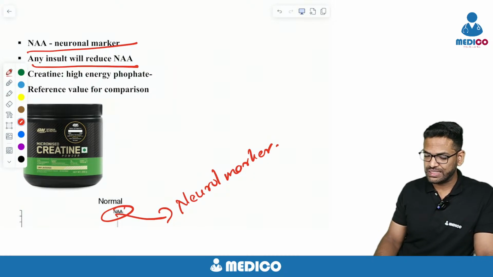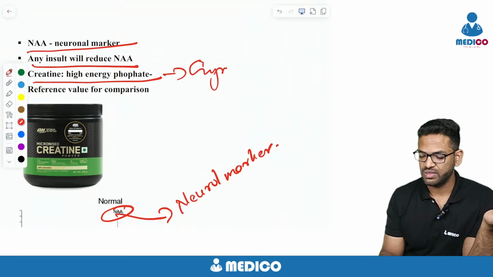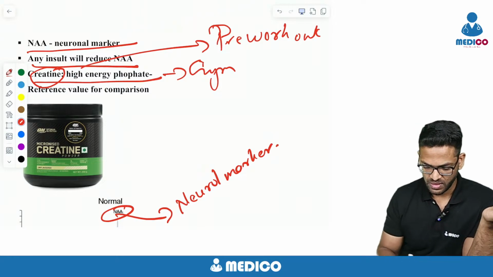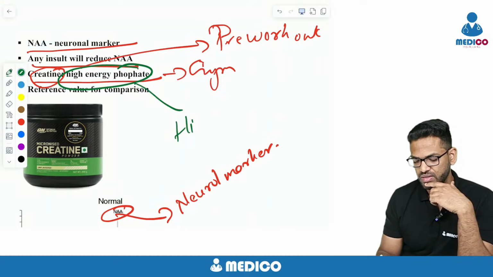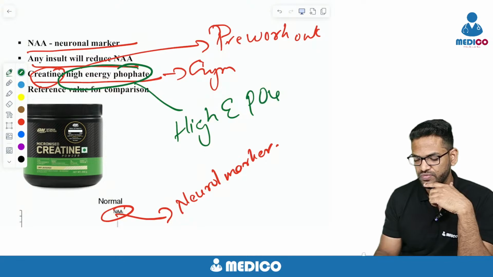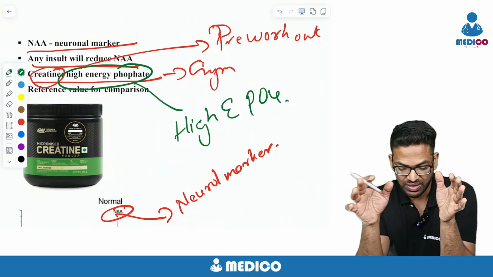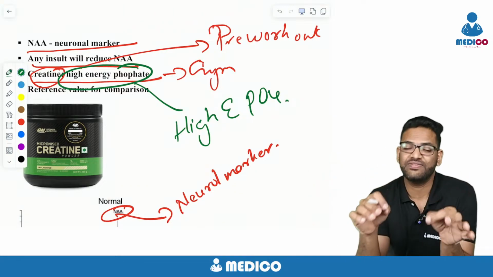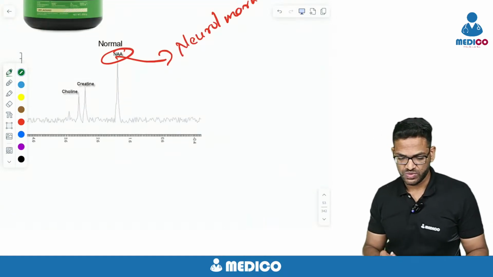Next is creatine. The creatine you'll be familiar. A lot of people who go to the gym will be taking creatine as a pre-workout. Why? Because it is a high energy phosphate. Now, it's just used as a reference value for comparison of the going up and coming down of the other molecules. It itself doesn't have much significance, but it's a normal MRS molecule.